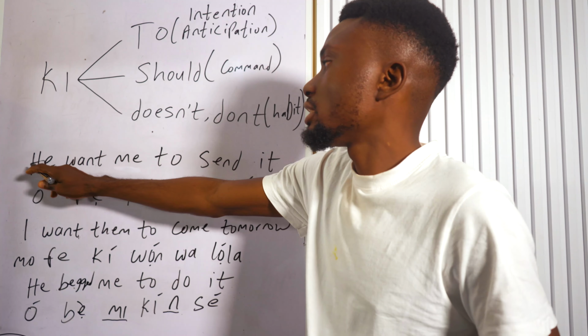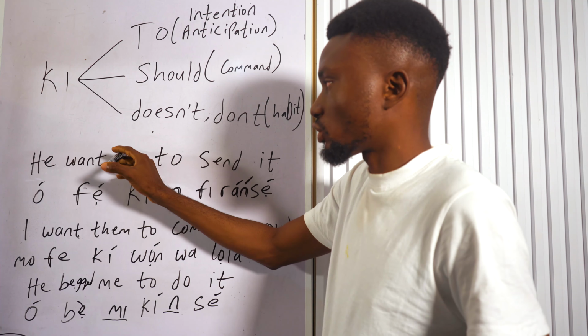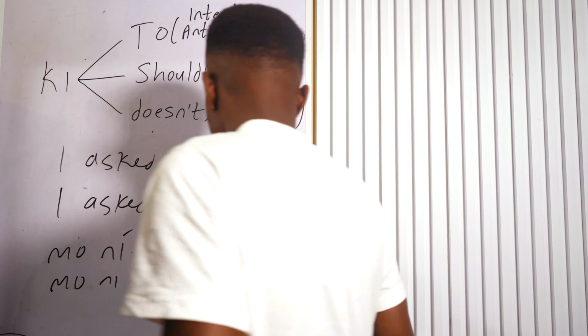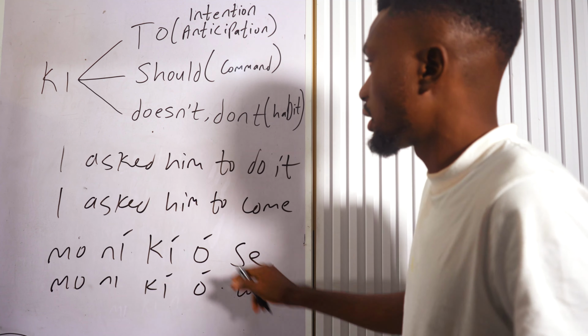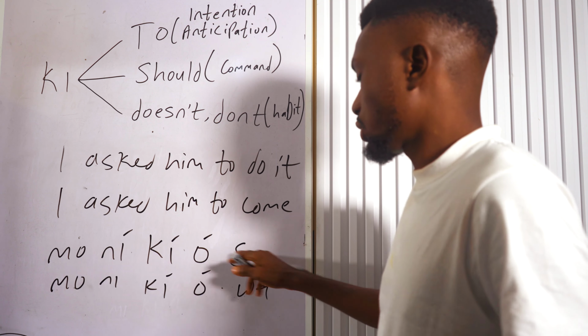So, like he is the subject, but his intention is based on someone else, which is me. So, mo ní kí ó wá. I asked him to come. I asked him to do it. Mo ní kí ó ṣe.